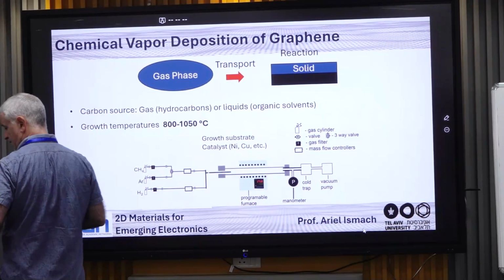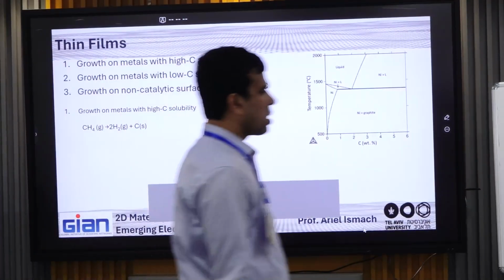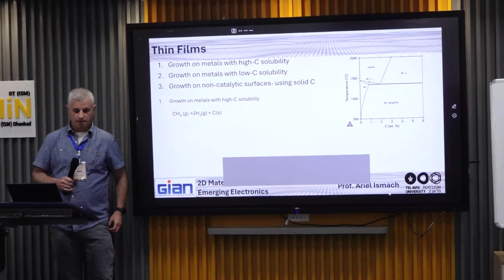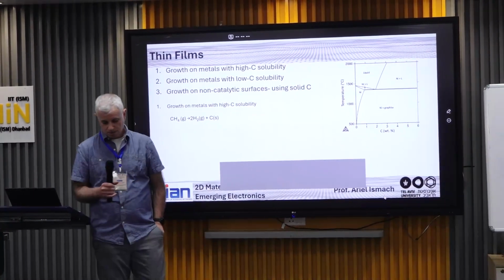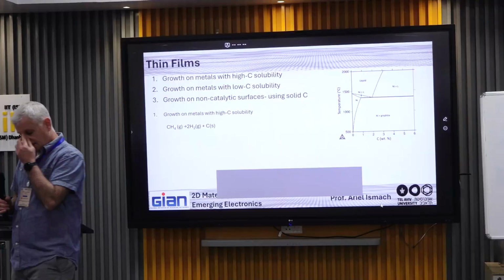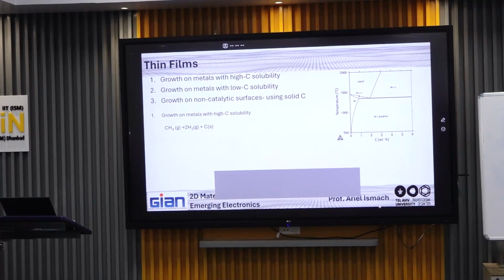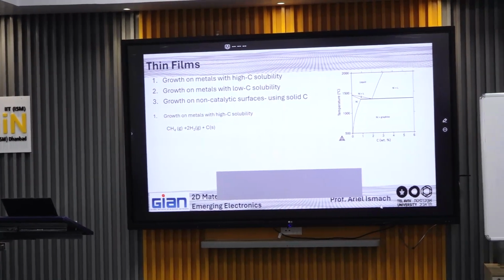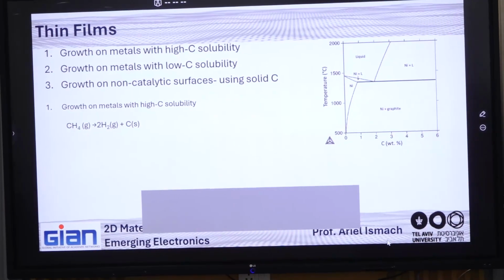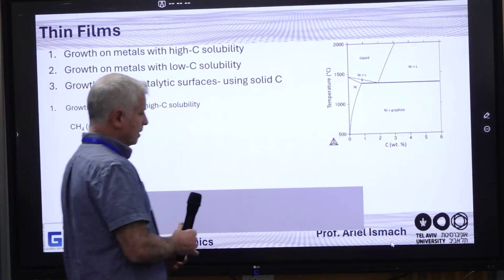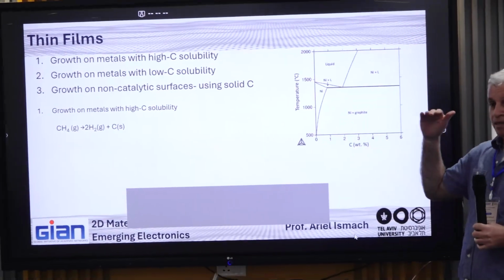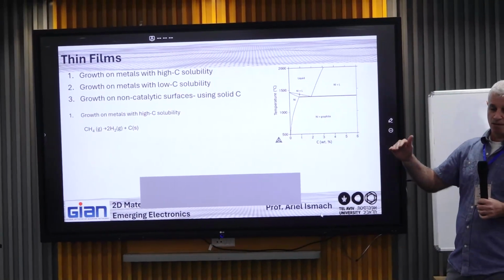Okay, so we have the system. It's a relatively simple system. Now, again, how does graphene grow on metals? Basically, the process of CVD is a catalytic process, catalytic CVD. And that means that the hydrocarbon reaches the surface of the metal and decomposes catalytically on the surface.